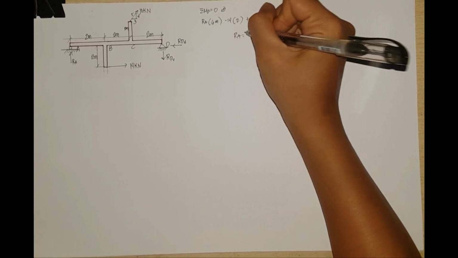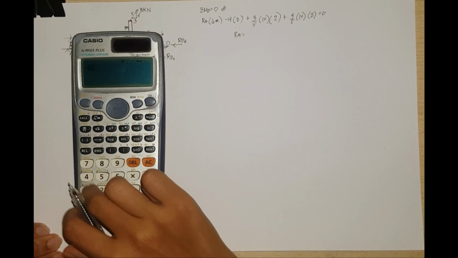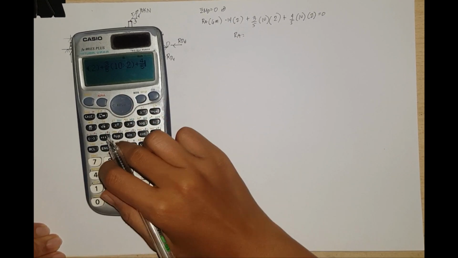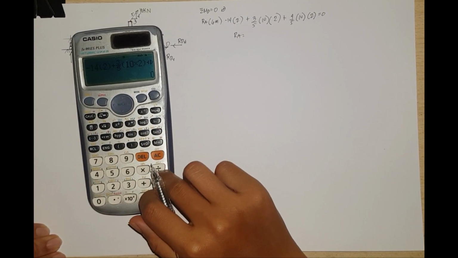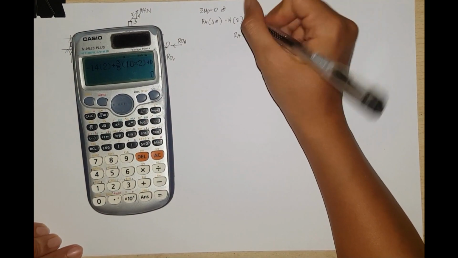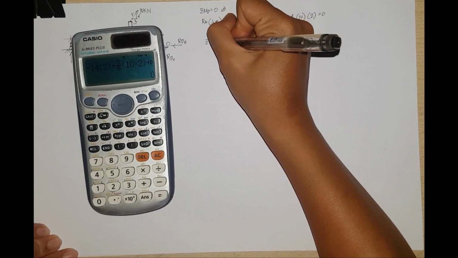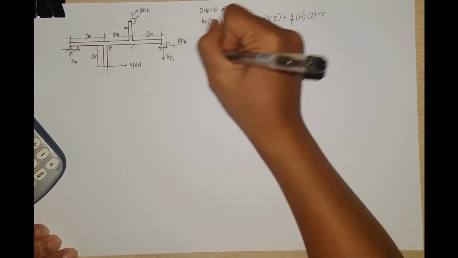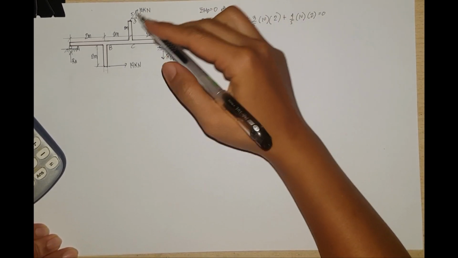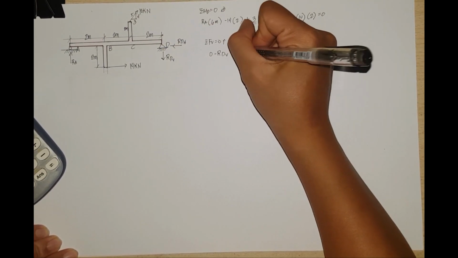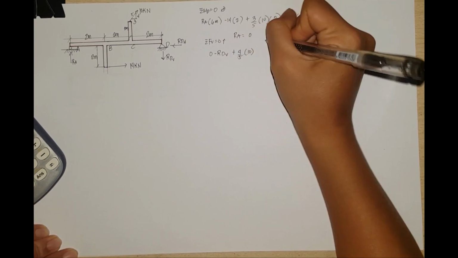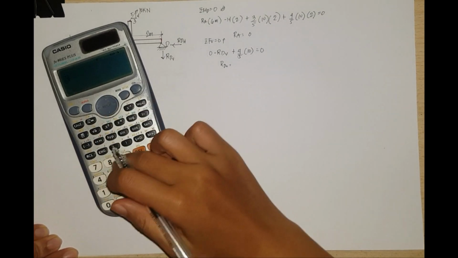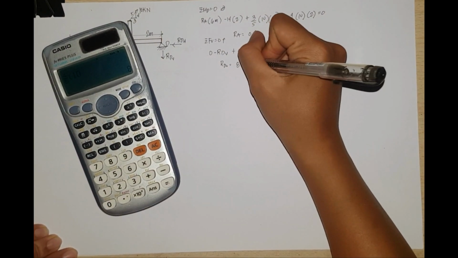Therefore, the reaction at A is equal to 0. Then taking the summation of forces vertical is equal to 0, upward positive. So we have our RA, 0, minus the vertical component of the reaction at D, plus 4 over 5 of 10 kilonewton is equal to 0. Therefore, the vertical reaction at D is equal to 8 kilonewton.